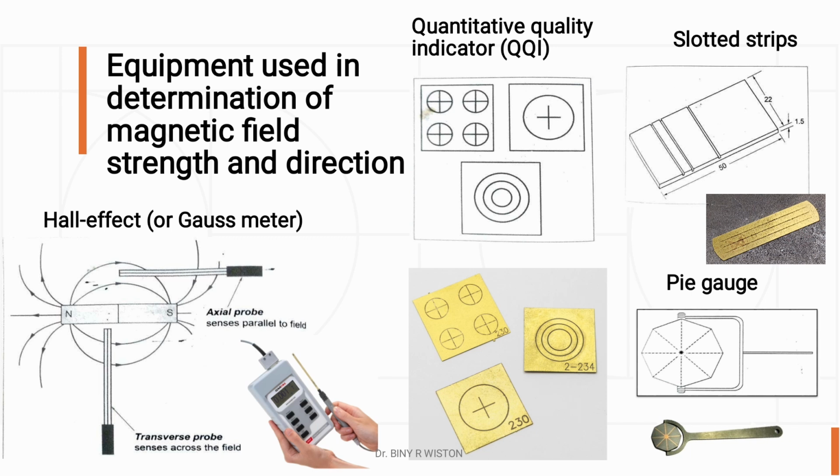The orientation of the field is displayed by the indication produced in the joint lines. The quantitative quality indicator is an artificial flaw standard used for calibration of magnetic field strength and direction.